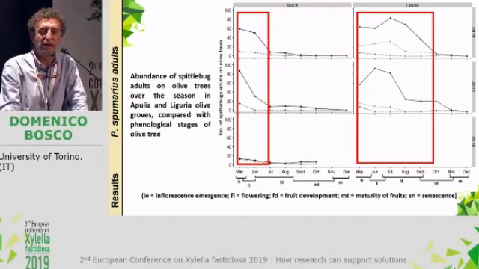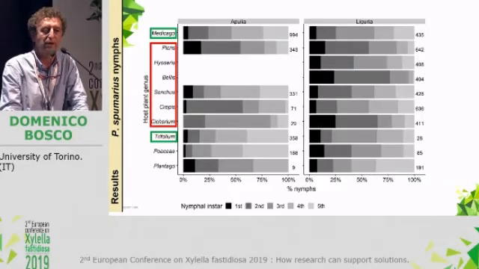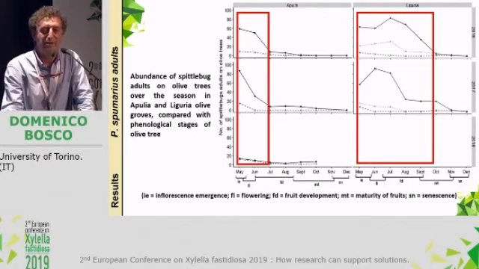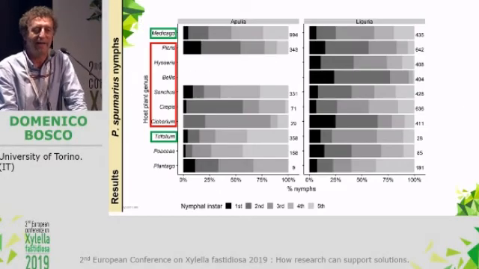While in the Liguria region, the presence of adults of Philaenus on olive canopies is more extended, and they are present well beyond the flowering period and the whole fruit development, and even during fruit maturation. The potential epidemiological consequences of this presence on the olive is quite clear, I guess.